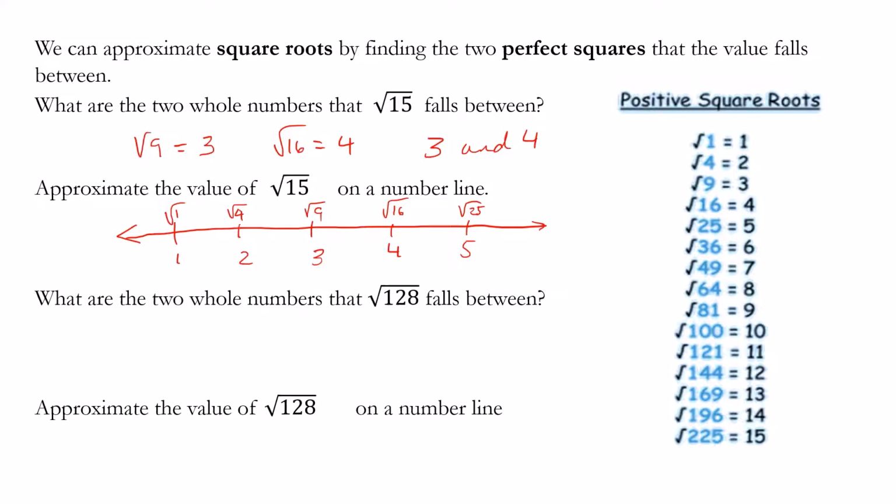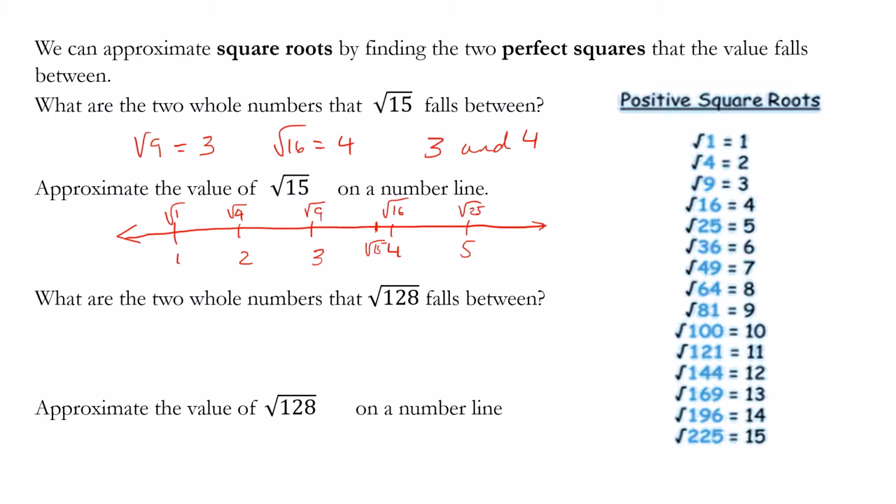Now I want to know where the square root of 15 is. I know that the square root of 15 is between the square root of 9 and the square root of 16. I know 15 is much closer to 16 than it is to 9, so it's going to be somewhere closer to the 4 than the 3. So when I'm approximating it, I would say it's somewhere around there. So that is the square root of 15.